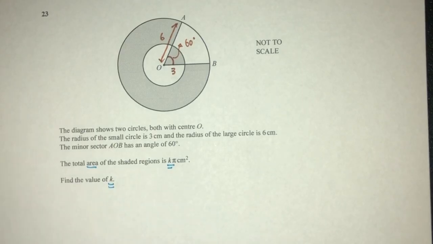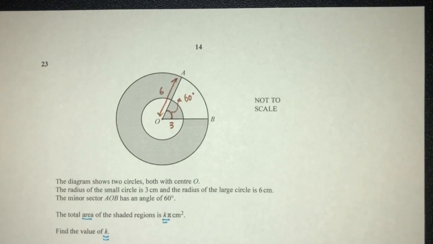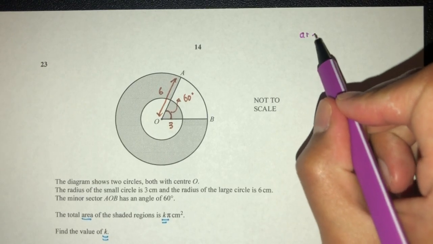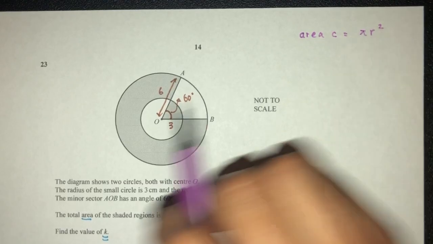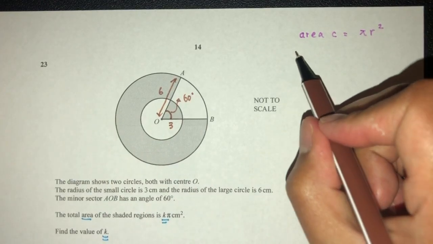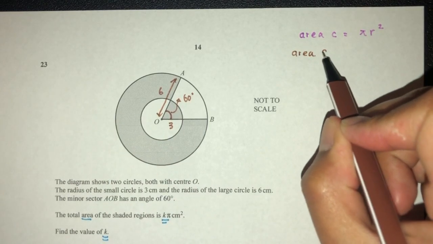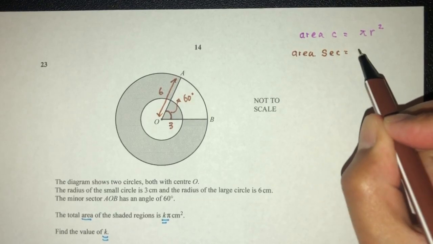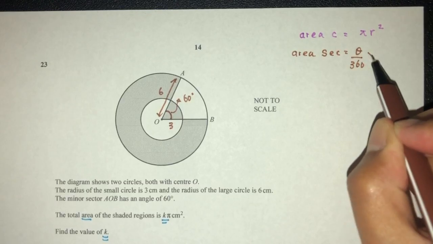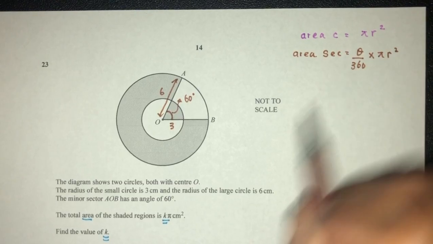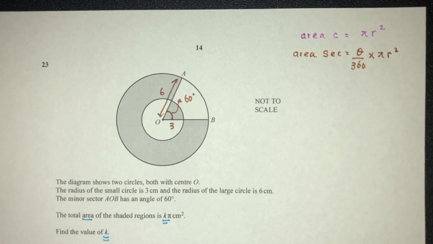Now, something we have to know is how do you find the area of a circle? The area of a circle is pi r square, where r is the radius. Now, how do you find the area of a sector? Let's call the angle theta. It is theta over 360 times pi r square. This is how you find the area of a sector. Now, how would you find the area of that region? Step by step, let's see how we can find that.